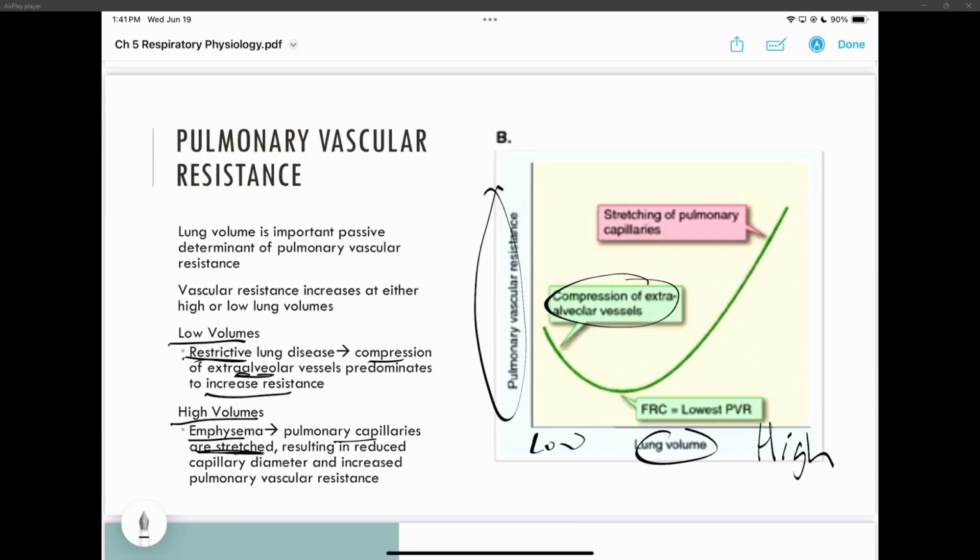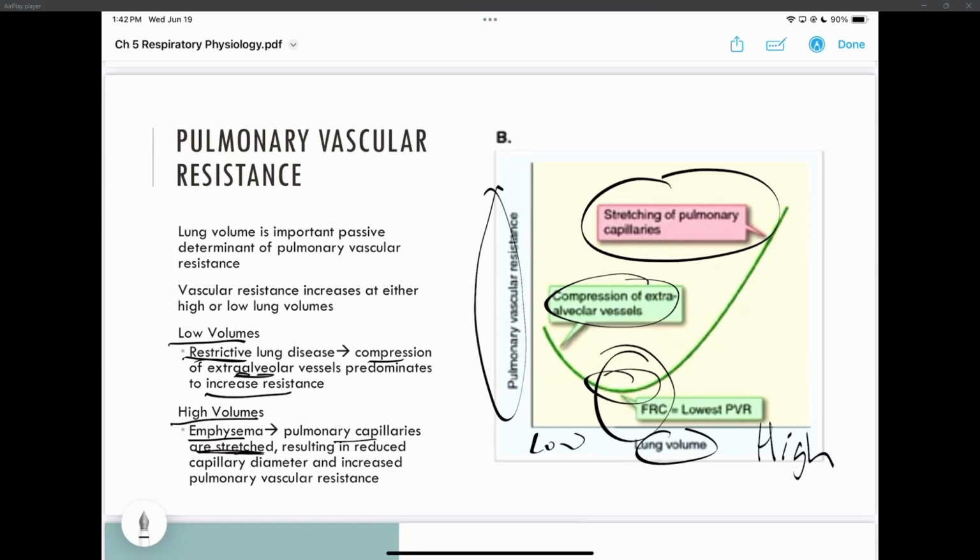And when they get really big, all those little capillaries that travel around them get stretched. When they get stretched, resistance goes up. And that's why up here we have these two sides of the story. We want to operate right there. That's a great normal lung volume. We're right in that sweet spot of pulmonary vascular resistance.